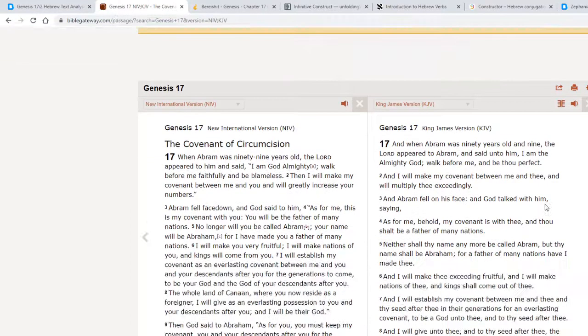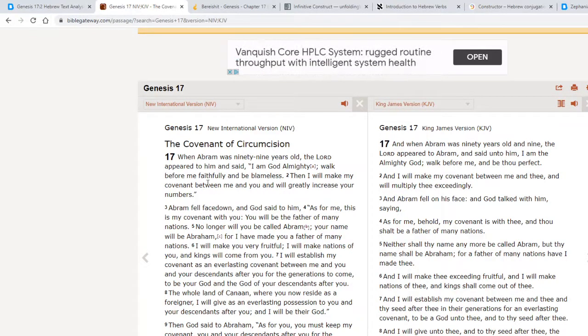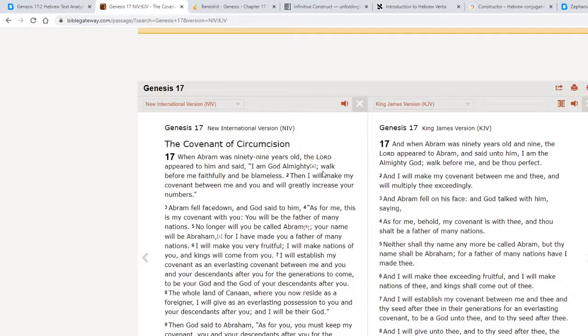Okay, let's look at King James. "And I will make my covenant between me and thee." They're translating it as "make." I'm not sure I agree with that. "And will multiply thee exceedingly." Okay, NIV: "Then I will make..." A lot of these prepositions can be translated in many different ways, and sometimes are. I have my favorite ways of doing them, mostly. Sometimes you'll end up using the same word in different ways in the same sentence. "Then I will make my covenant between me and you, and will greatly increase your numbers."